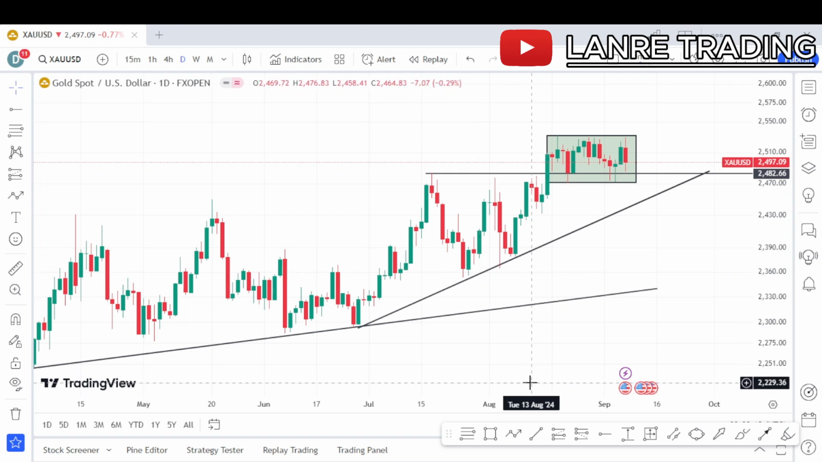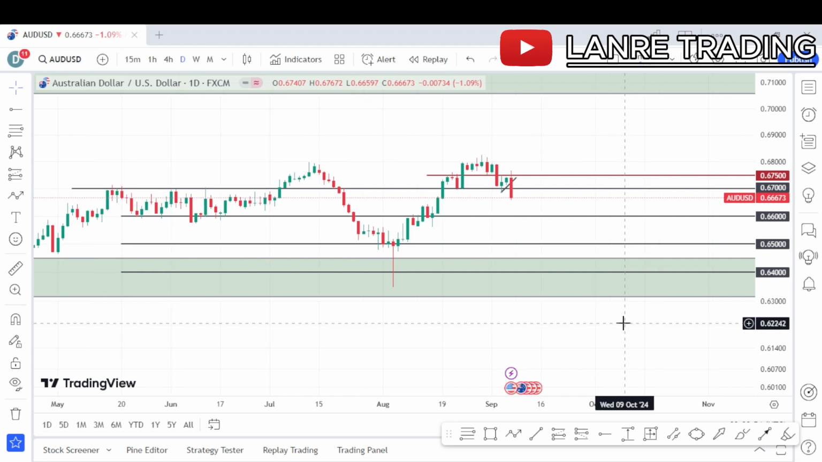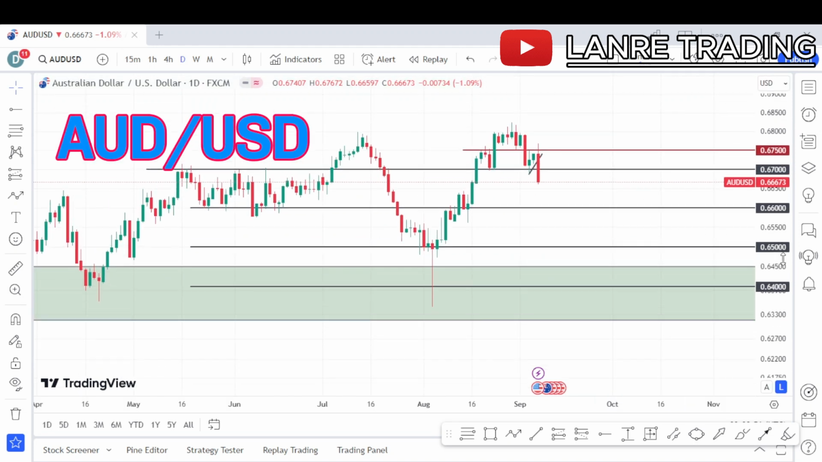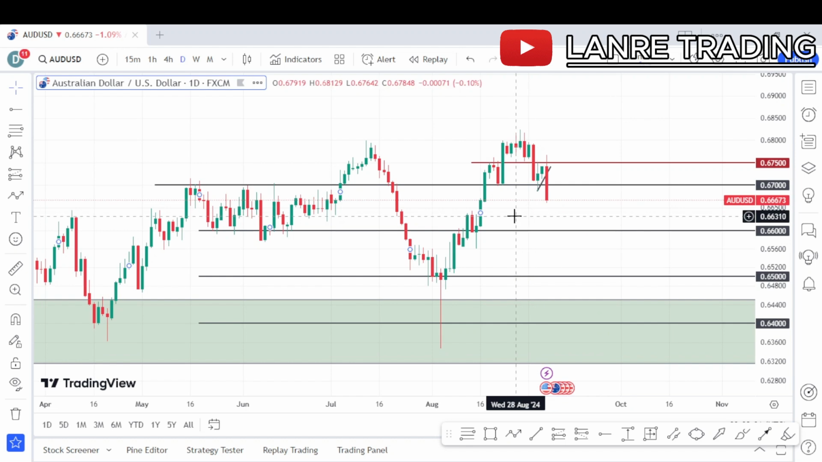So I'll be moving on to AUD USD right about now. Here is AUD USD, guys. As predicted last week, we are expecting price to come create the right shoulder, and price has done exactly what we expected price to do.